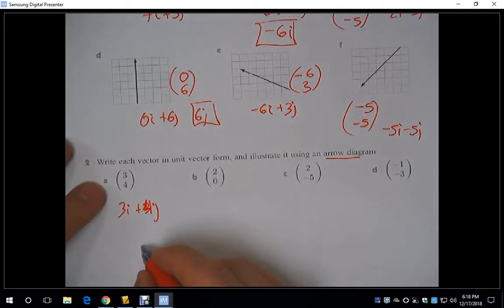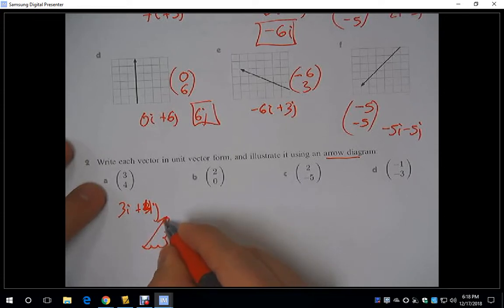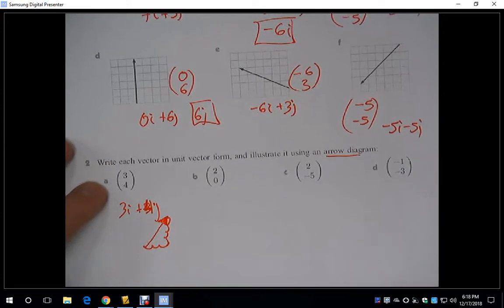Well, we'd have 1, 2, 3 units to the right, and 1, 2, 3, 4 units up. So we're looking at something like this. I'm going to skip the rest if that's okay.